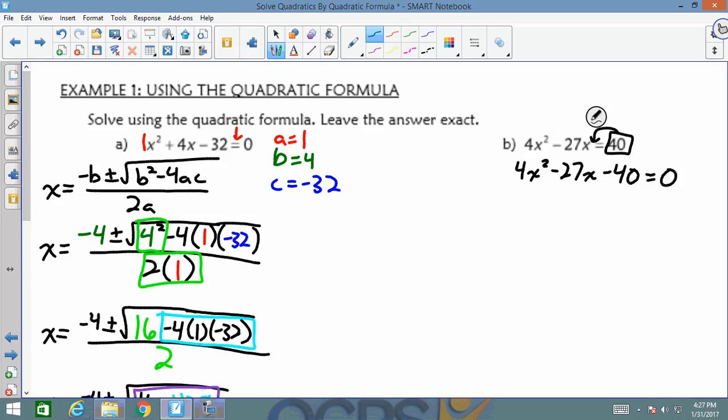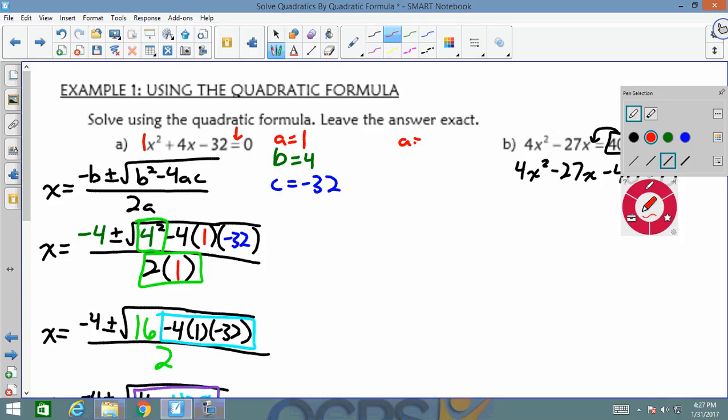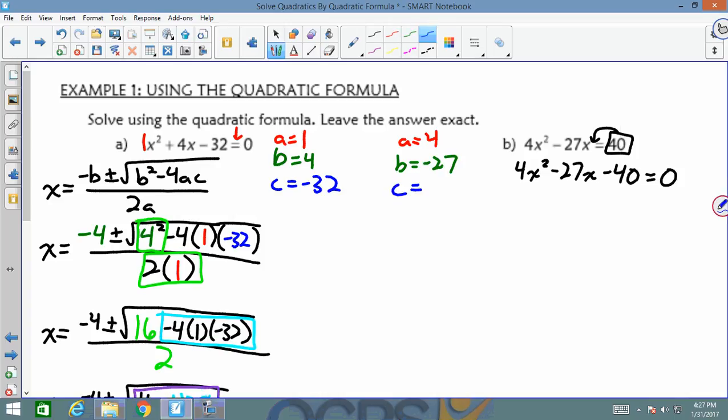Okay? After everything is on the left-hand side, we need to identify A, which is, in this case, 4, the first number. We need to identify B, which in this case is negative 27. And then we need to identify C, which again, in this case, is negative 40.